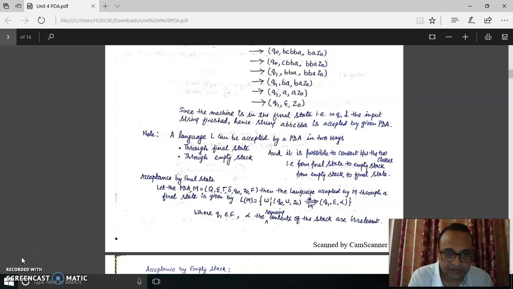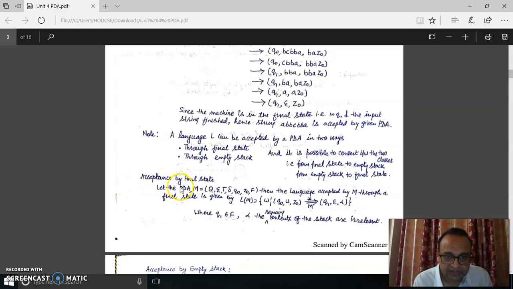Dear students, in this lecture we will discuss how we can accept a string with the help of a PDA. There are two ways to accept a string. One way is through final state, another way is through empty stack. So I have written here there are two ways: one is by final state and another is by empty stack.